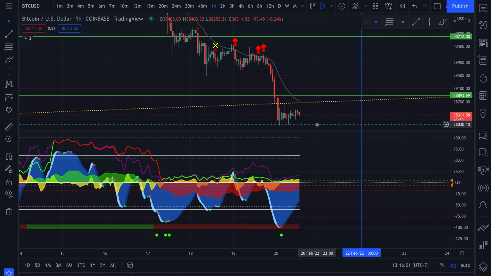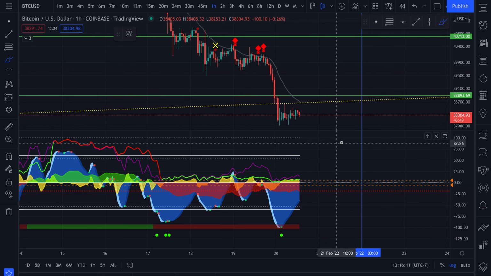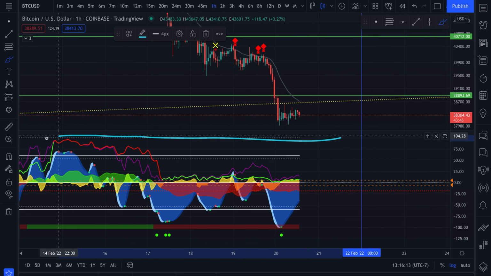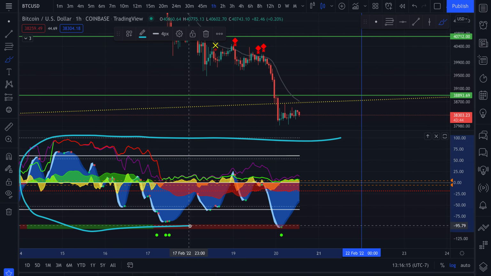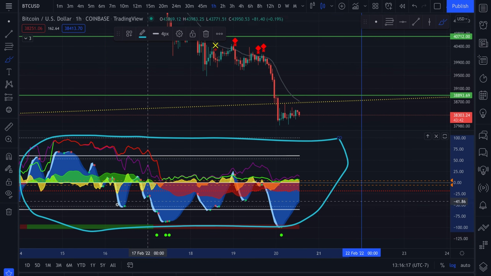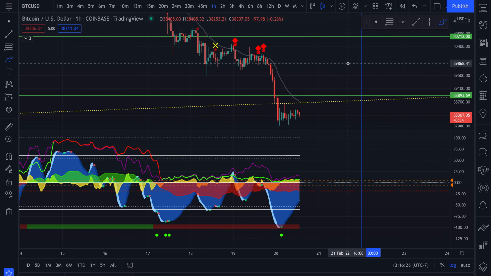But in this video, we're going to be going over Market Cipher B, and what that is I'll show you. It's right here. It's this indicator package right here. All these indications. And we're going to go over each one in some good detail and how you might be able to use them. But let's get right into it.